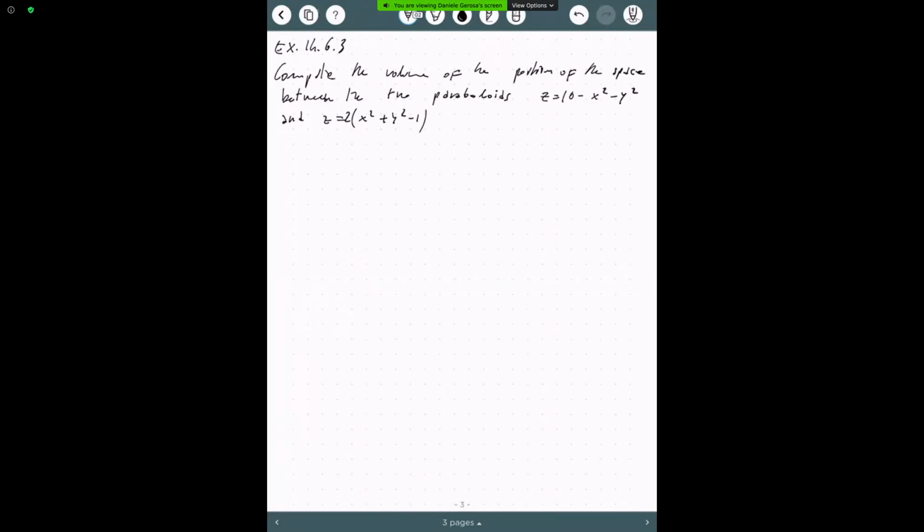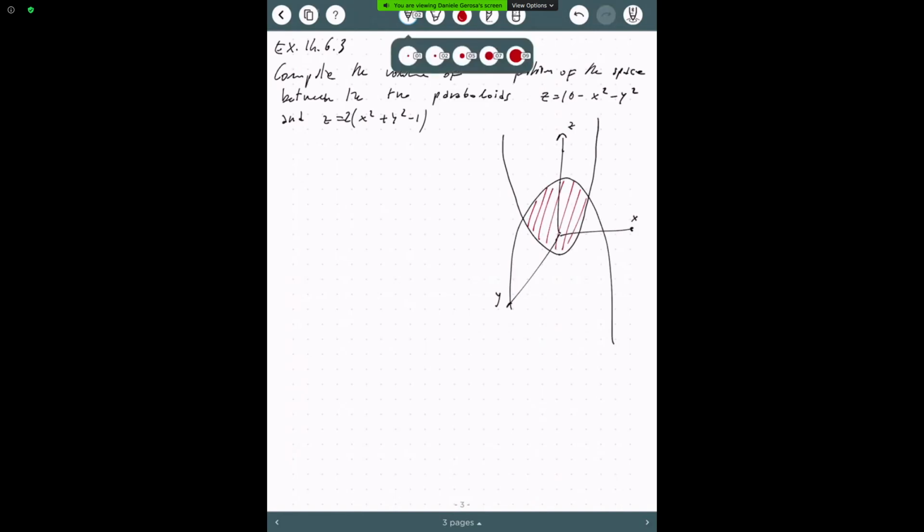So the situation here is something like this. We have a paraboloid like this, which is the second one. Actually, it goes down a little bit, because at the point (0, 0), z is equal to minus 2. And then we have the other one, the first one, that at x equal to 0 and y equal to 0, z is equal to 10. So we will have something like this. And the region we are interested in is the red one. There will be some sort of intersection curve here.